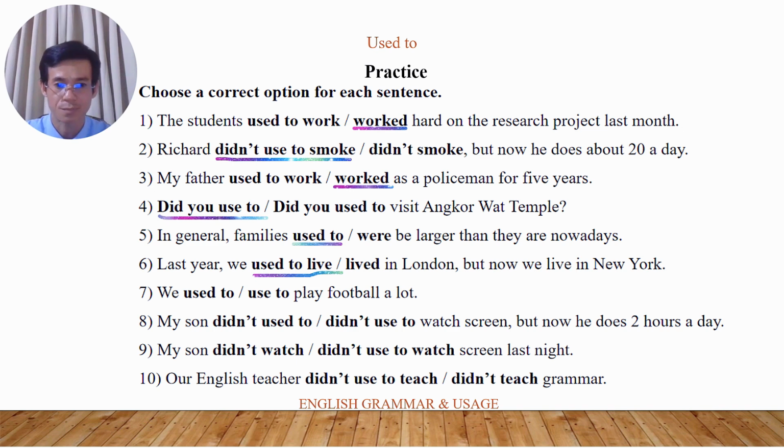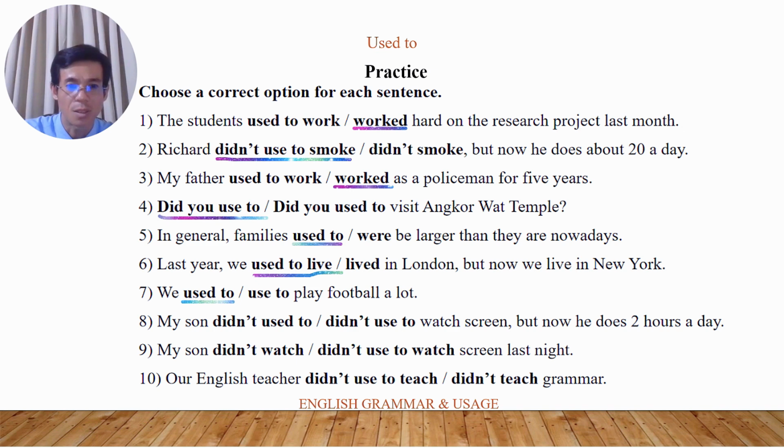Number 7, we used to and we use to play football a lot. So the first used to is spelled with D and the second use to is spelled without D. And the correct answer is used to spelled with D because it is positive form. So used to takes D.